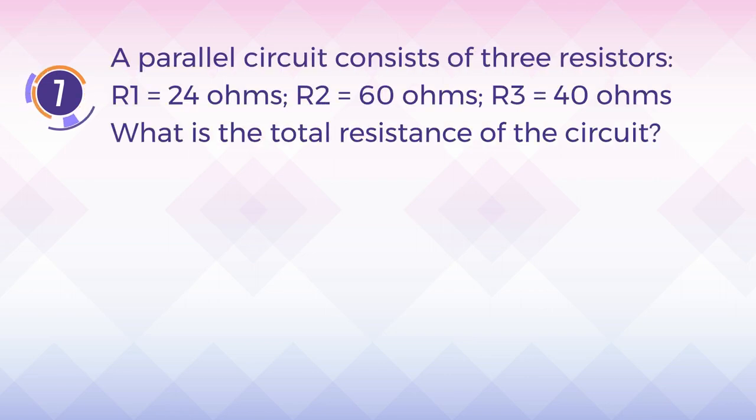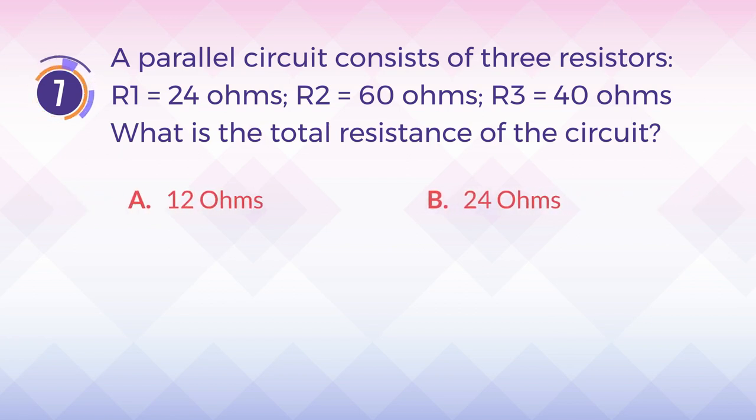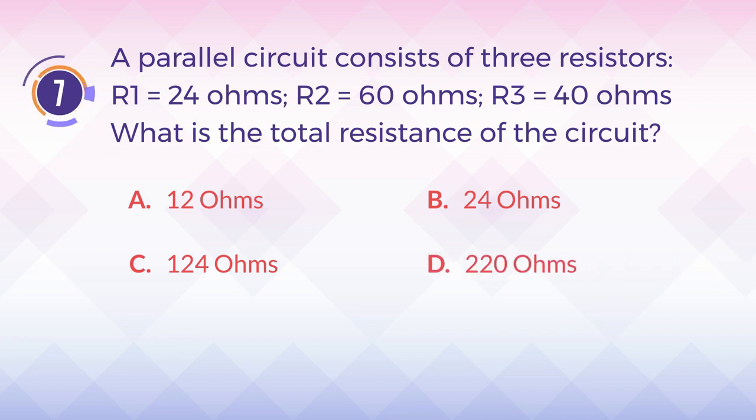Number 7. The parallel circuit consists of 3 resistors. R1 equals 24 ohms, R2 is 60 ohms, and R3 is 40 ohms. What is the total resistance of the circuit? A. 12 ohms. B. 24 ohms. C. 124 ohms. D. 220 ohms.